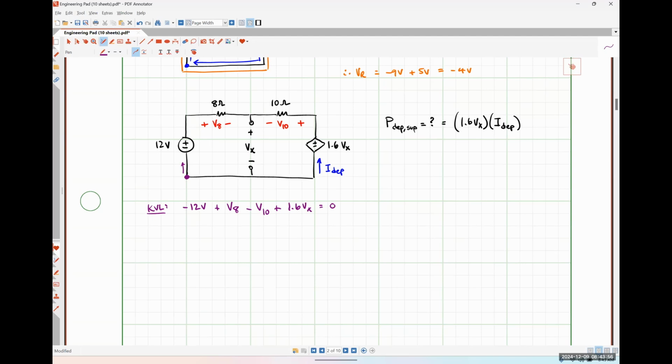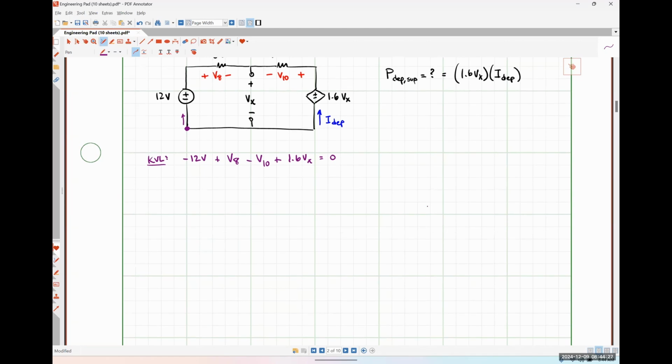Everywhere I saw a positive polarity terminal first, I put a plus sign. I started from the bottom left-hand corner. I went clockwise around that path, around the perimeter of the circuit, and I started and ended at the same node. Okay, so I feel like that's pretty okay. So we have one equation and 3 unknowns. So we can get rid of a couple of those unknowns by using Ohm's law here, okay?